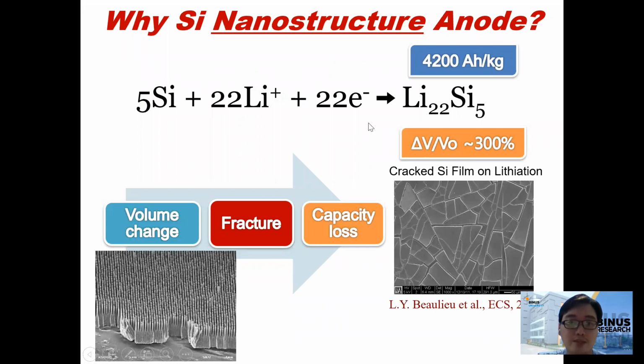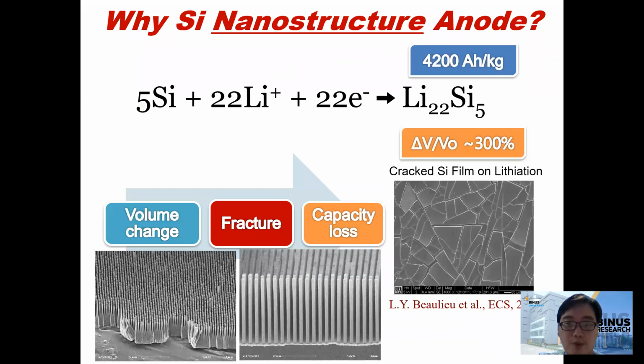Why the volume change will be problematic? Because usually the silicon is made into the thin film or 2D structures. When in these 2D structures, when the volume changes, it will produce fracture. The fracture will lead to the capacity loss of the battery. We don't want that to happen. So we propose the silicon nanowires.